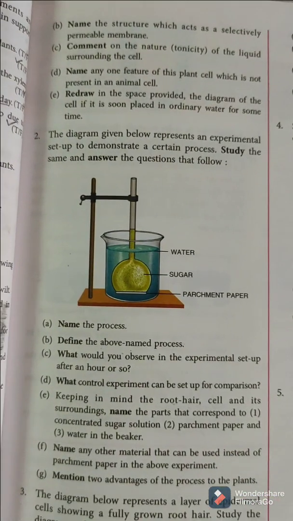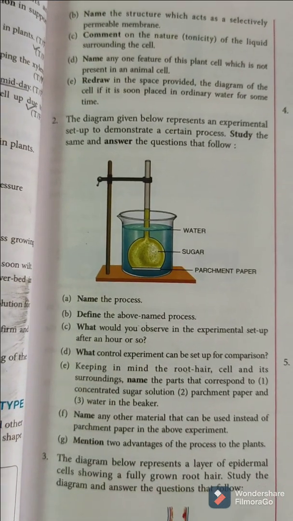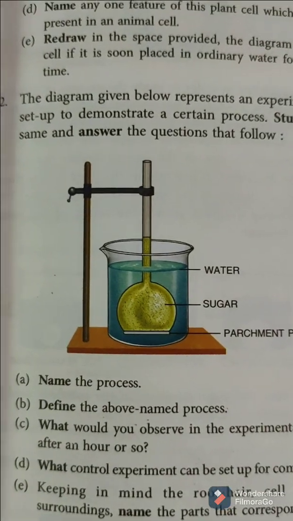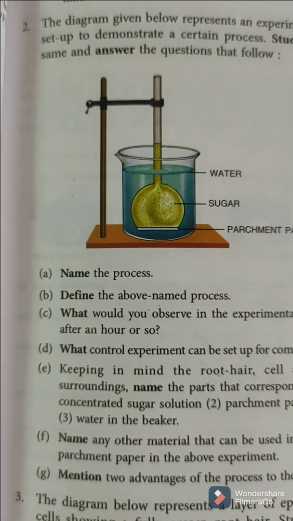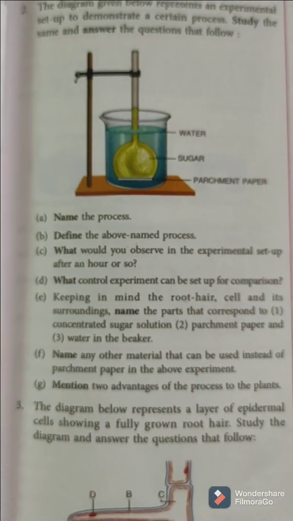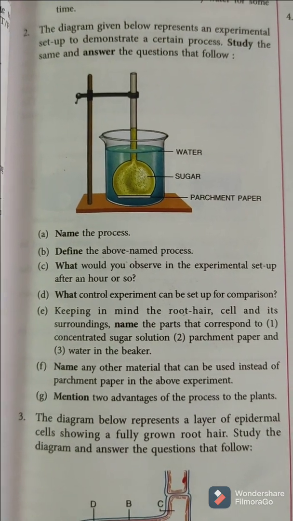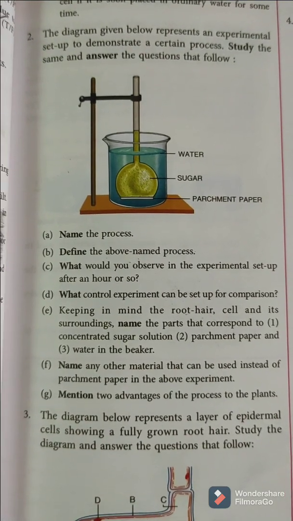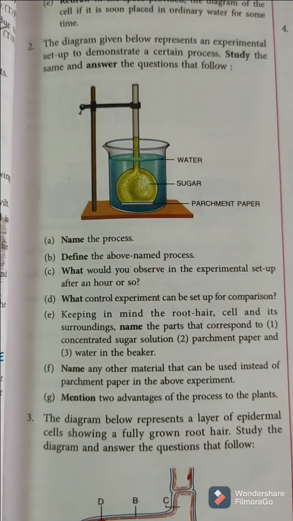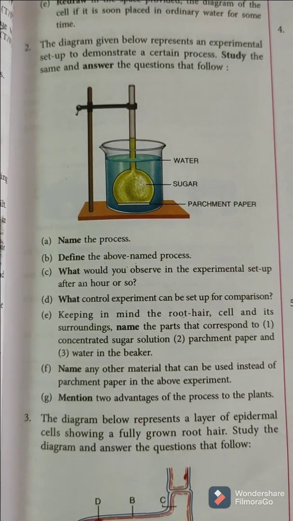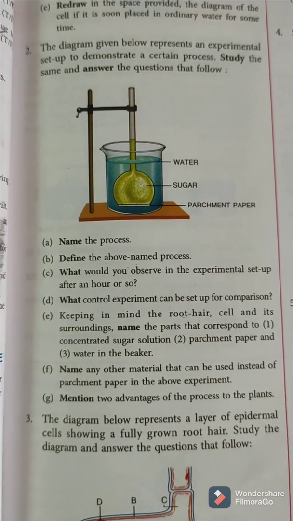Question number 2, diagram given below represent an experimental setup to demonstrate a certain process. Study the same and answer the following. So look at this. This is thistle funnel experiment. Name the process, osmosis. Define the above process, give the definition. What would you observe in the experimental setup after an hour or so? The level of sugar solution in thistle funnel will rise up. What control experiment can be set up here? In place of parchment membrane, we can use rubber sheet. Okay, that will not allow the osmosis. So it will be controlled setup.